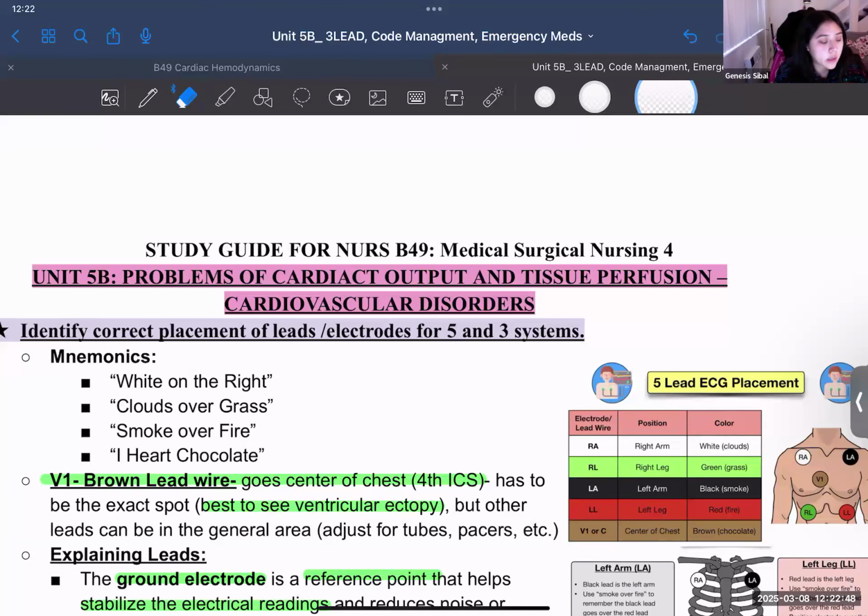Hi guys, so now we're going to be going over three leads and hemodynamics and then some of the other stuff involved with the three leads, in terms of knowing your lead correspondence to the heart arteries and where you're going to see all that stuff. So I'm going to go over this.